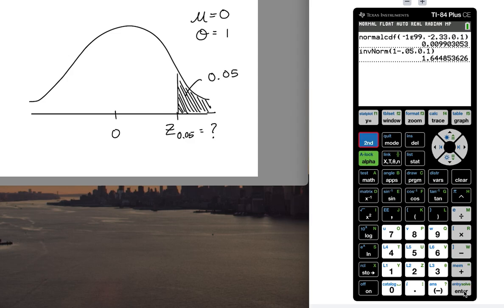Real quickly while we're here though, just like I said before, your calculator will do the mental math for you, but if you want it to, I'm going to delete that first input value since you know that 1 minus 0.05 is 0.95, you can just type in 0.95, okay, and you'll see your calculator will give you the same answer, okay? So you can do it like that as well.